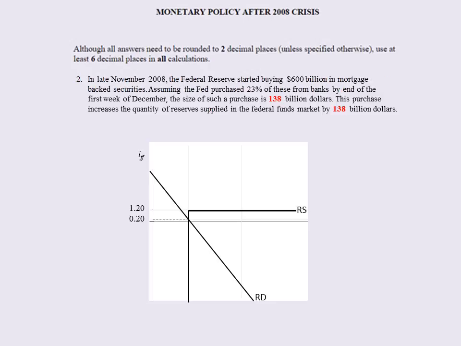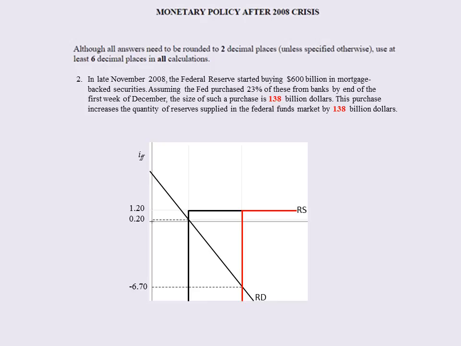In late November 2008, the Federal Reserve started buying $600 billion in mortgage-backed securities. If we assume the Fed purchased 23% of these from banks by the end of the first week of December, the size of such a purchase would be $138 billion. This purchase increases the quantity of reserves supplied in the federal funds market by $138 billion. The increase in reserves is depicted by the shift in reserve supply from the kinked black curve to the kinked red curve.